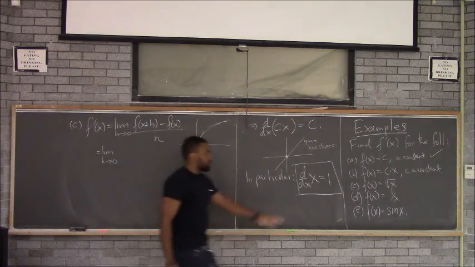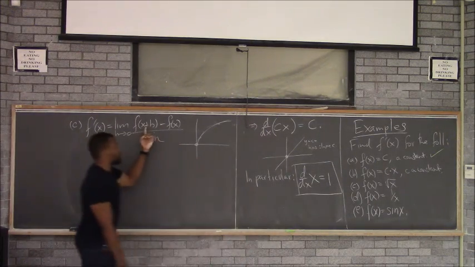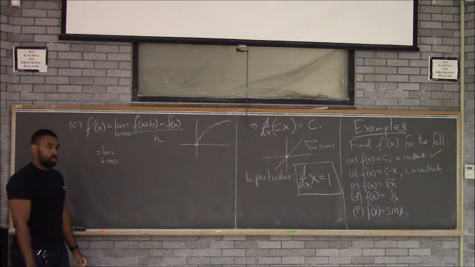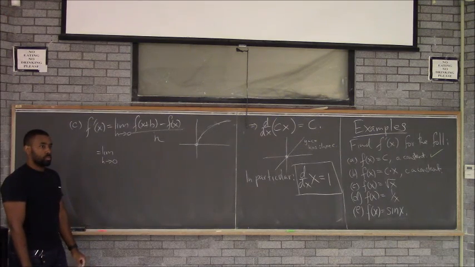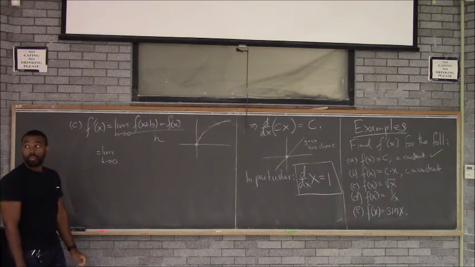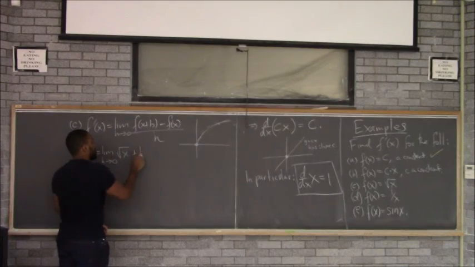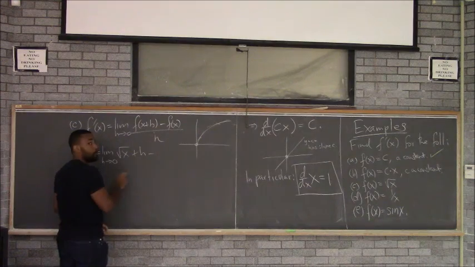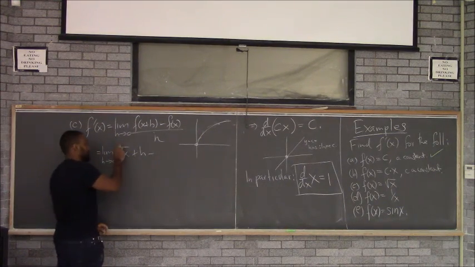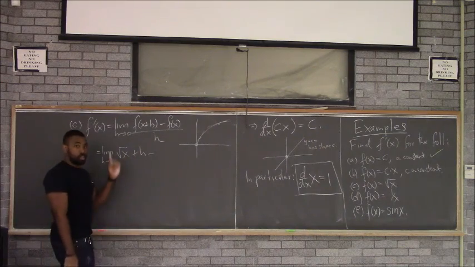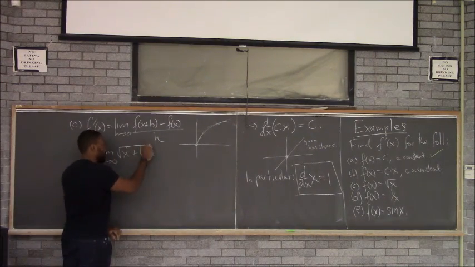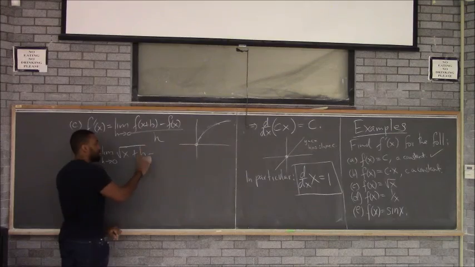if my f of x is radical x, what is f of x plus h? It's radical x plus h minus. Like this? No, it's radical x plus h. I did that because that was a common mistake. Don't do that. The entire x gets replaced by x plus h. Minus f of x, well, that's just radical x all over h.